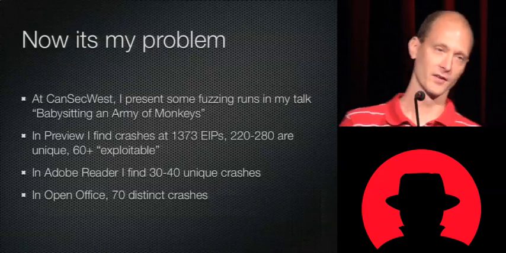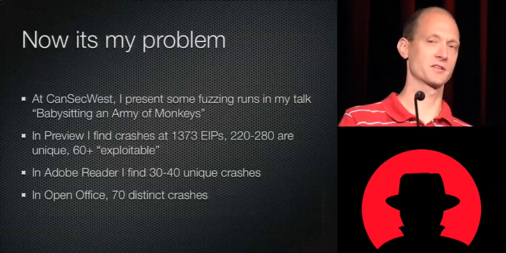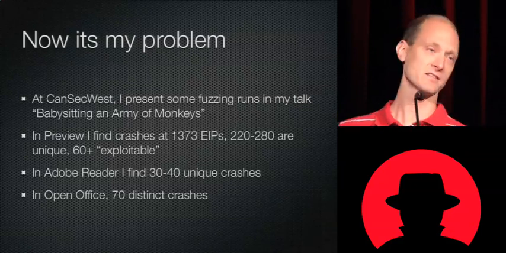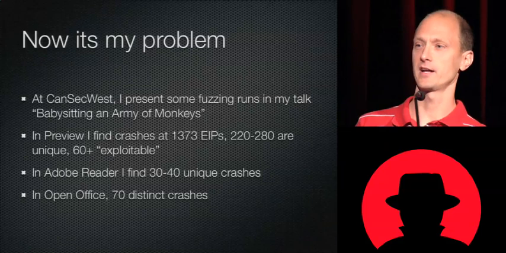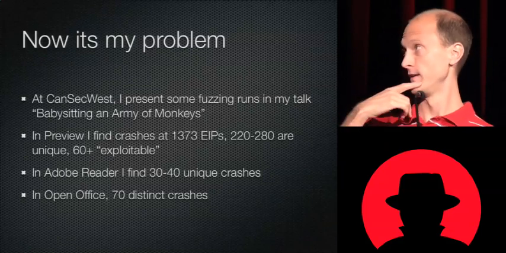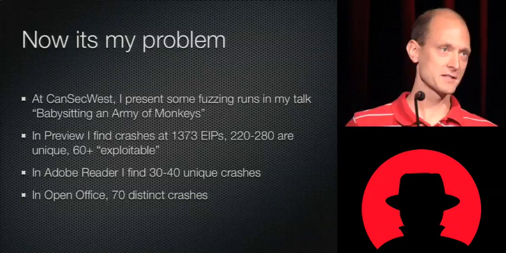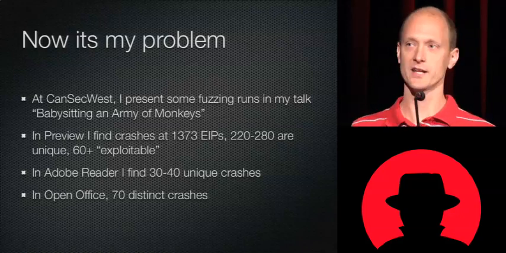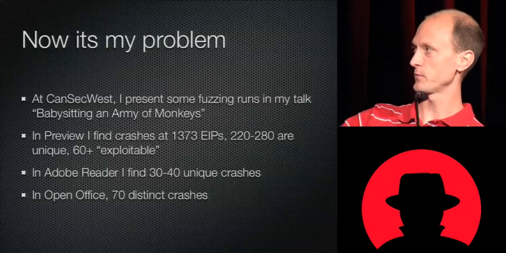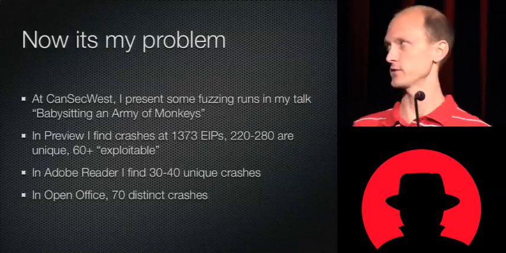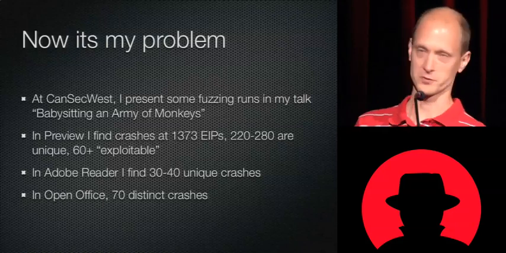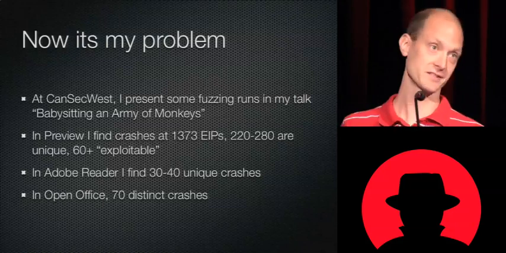Okay. So then I had this problem as well. So I gave this talk at CanSec West, and in some ways this talk is sort of the continuation of that talk. So at that talk I talked about all the fuzzing runs I did, and I found a ton of bugs, and there were way too many. I couldn't analyze them all. So for example, in Preview I found 1,300 different crashes, of which CrashWrangler says there's really 220 unique ones, of which 60 are exploitable.